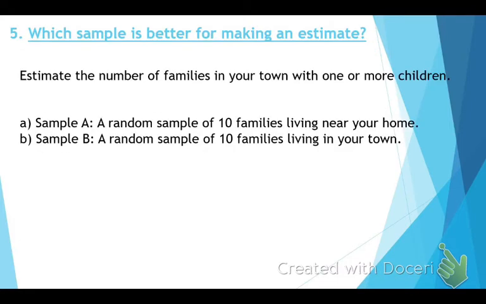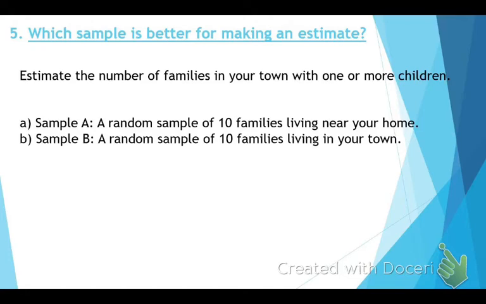All right, the next one. Which sample is better for making an estimate? So here's what we're looking for. You estimate the number of families in your town with 1 or more children. What would be better? Sample A, a random sample of 10 families that live near your home, or sample B, a random sample of 10 families that live in your town.